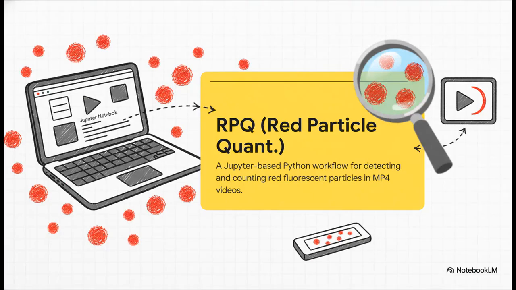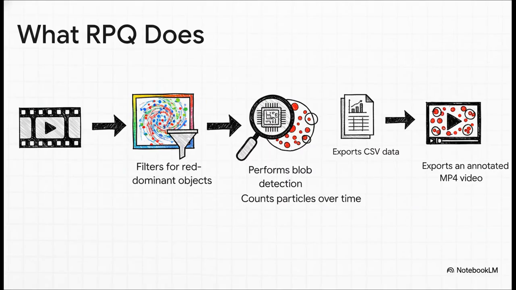So what is RPQ, really? Well, at its heart, it's a clever bit of code, a Python workflow that runs inside what's called a Jupyter notebook, which is basically like a digital lab notebook for scientists. And its mission is super specific. Find and count every single red glowing particle it sees in a video file. That's it.